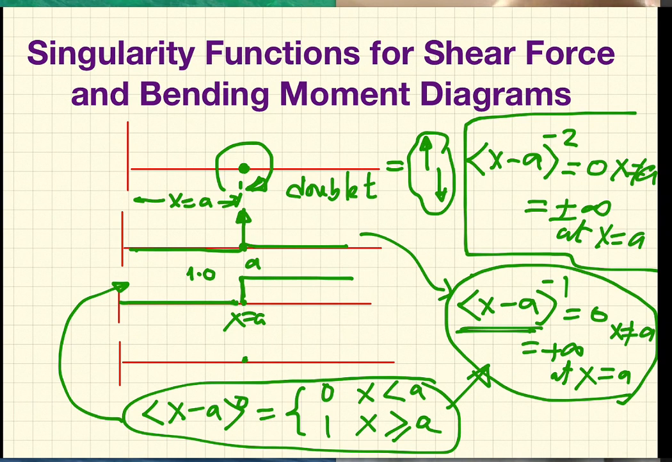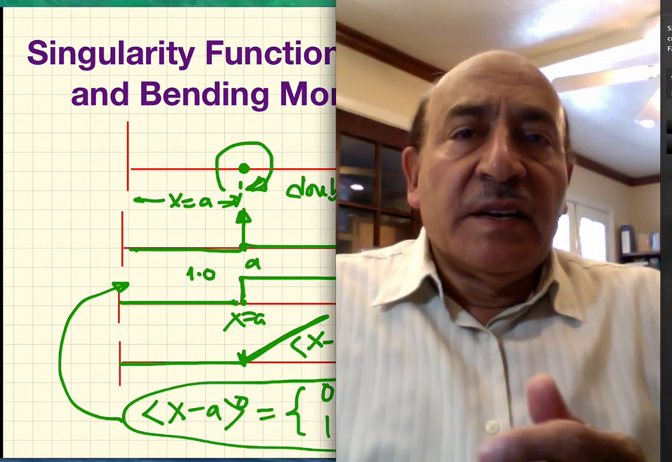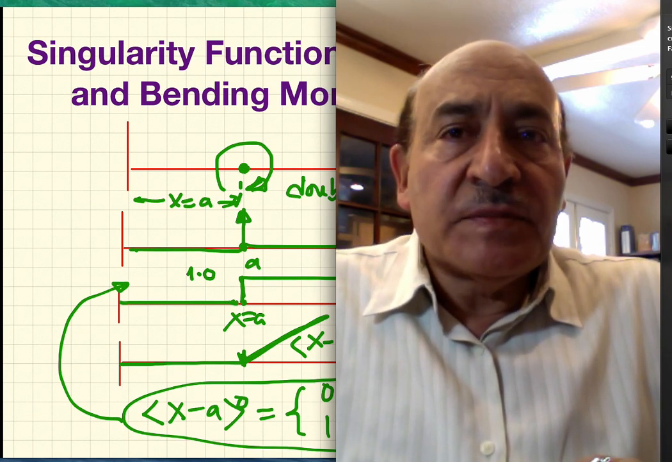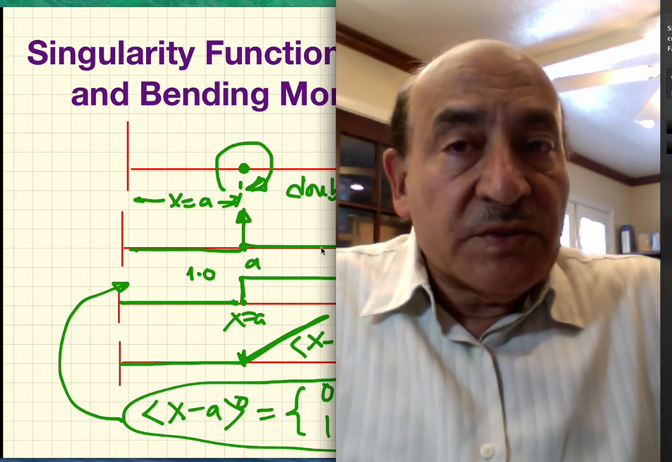And finally, if I integrate the unit step function, I get the ramp. The mathematical form of the ramp is x minus a in brackets raised to the power 1. It means that below x equals a it is 0, and above x equals a it is a linear function. This is how we use the mathematics to represent the various forms of the singularity functions. Let's move on to now see how it's applied.